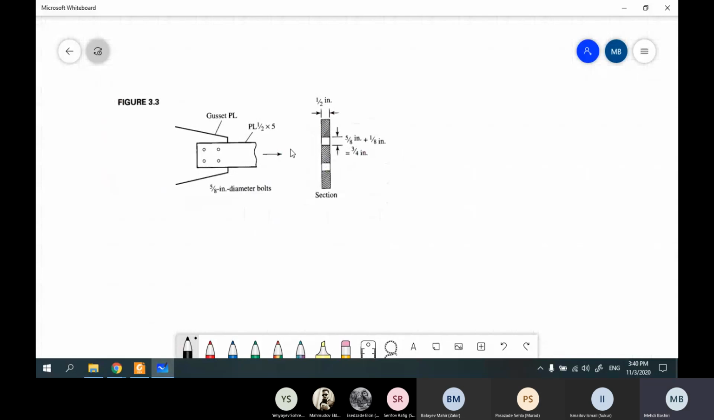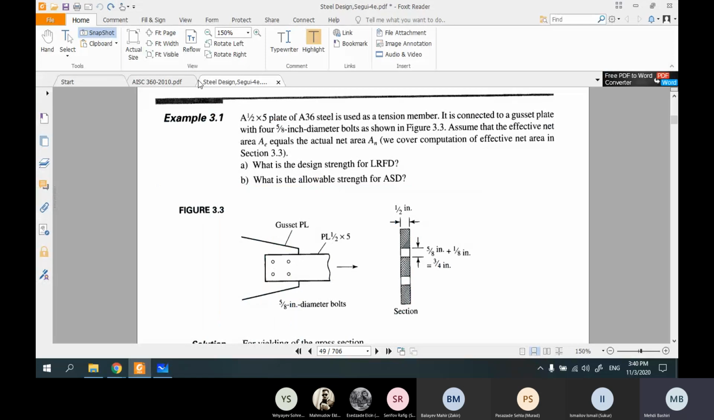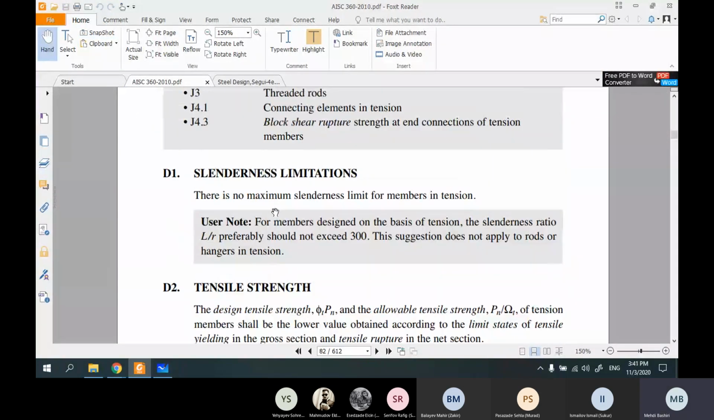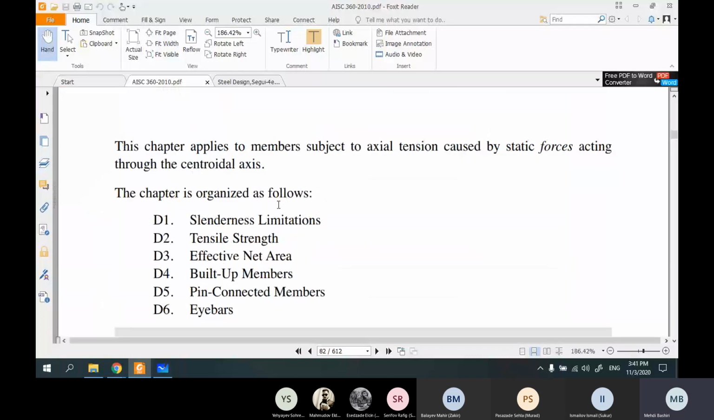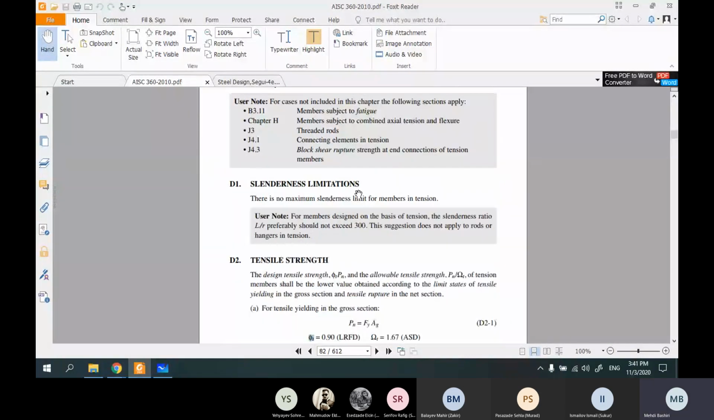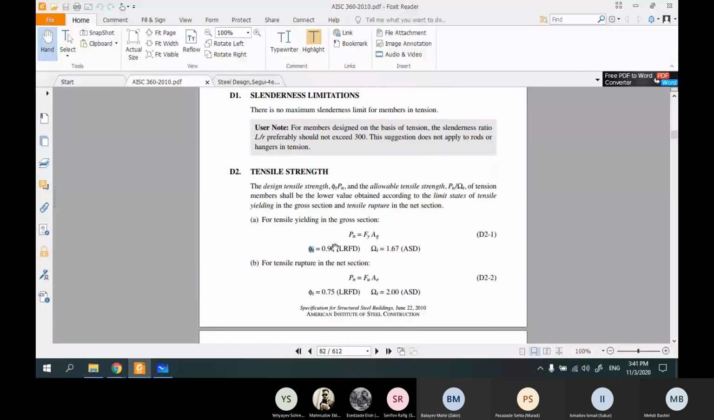Okay, I told you to find the tensile capacity. In the first step, we have to check chapter D, because it's a tensile member. What do we do first? Check the criteria. One of them is yielding, and the other one is rupture. For the first one, Pn is equal to Fy Ag, and phi is 0.9.